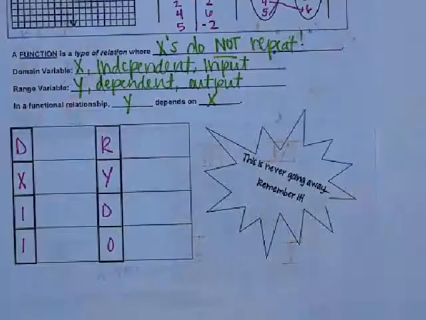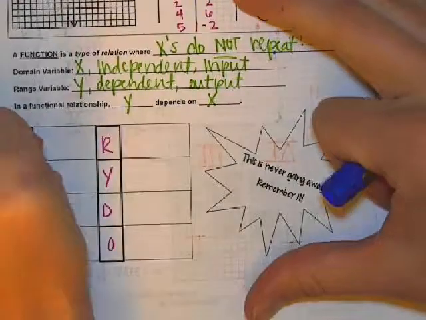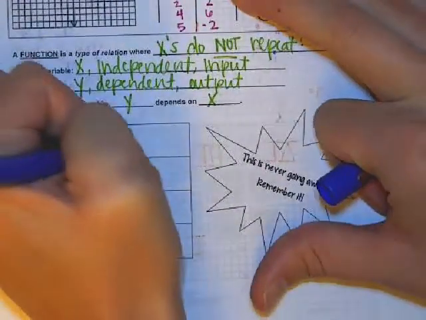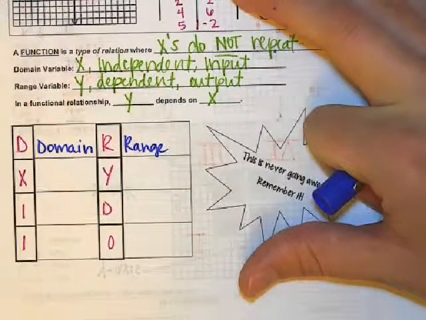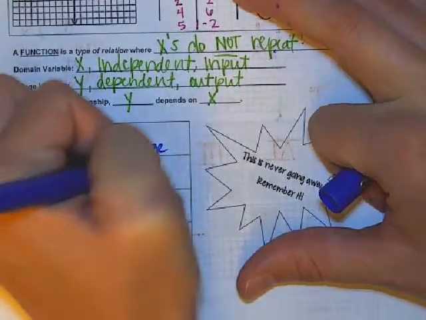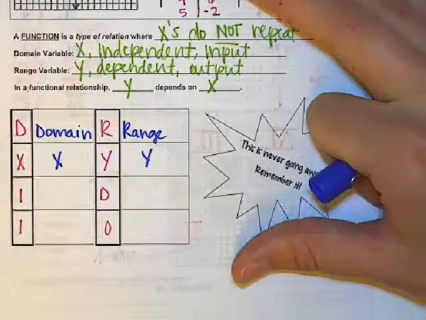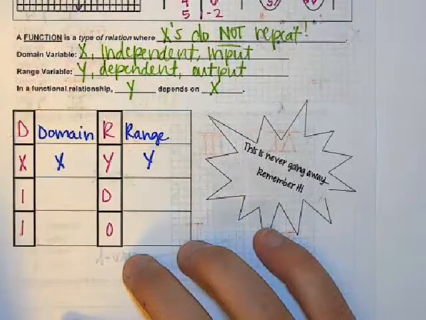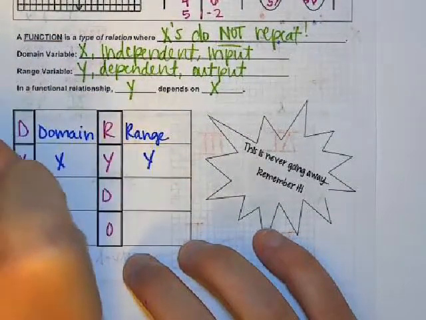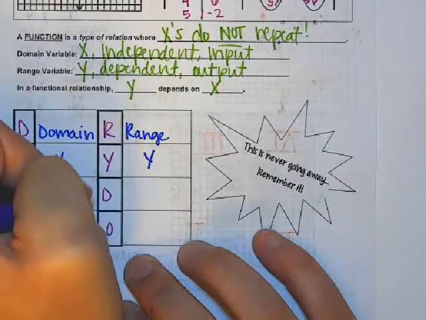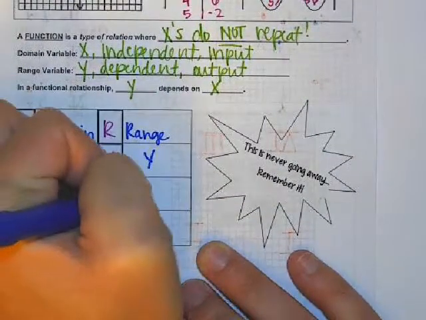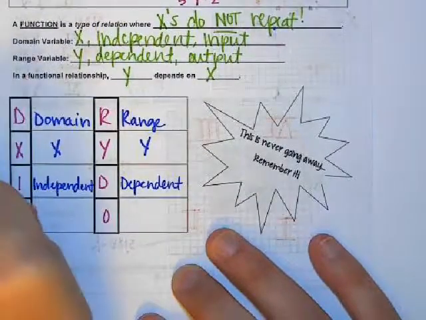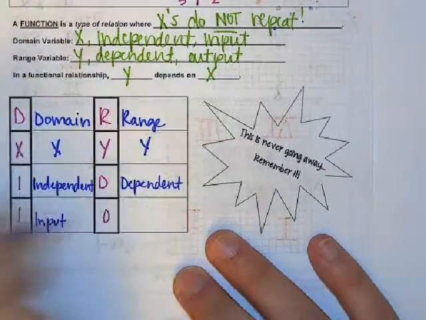Okay, now, let's fill in the words next to it. D is domain. R stands for range. X and Y are just XY. I and D is what? Independent. Good. In 8th grade, you talked a lot about independent and dependent, right? You should have. I and O is input and output. Good.